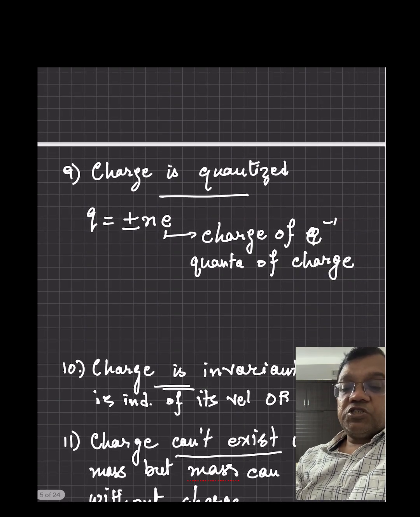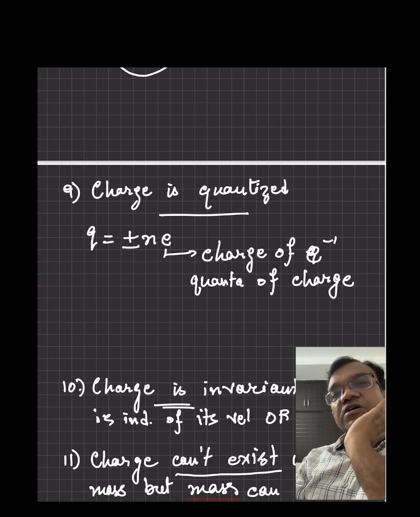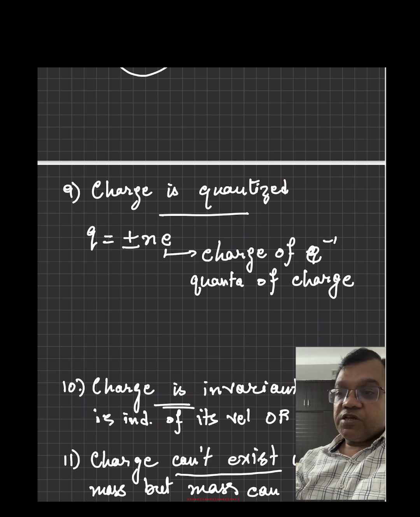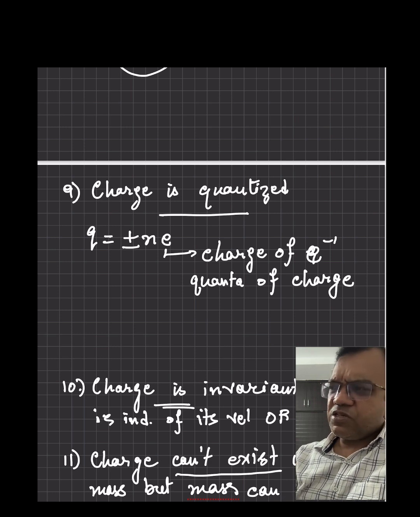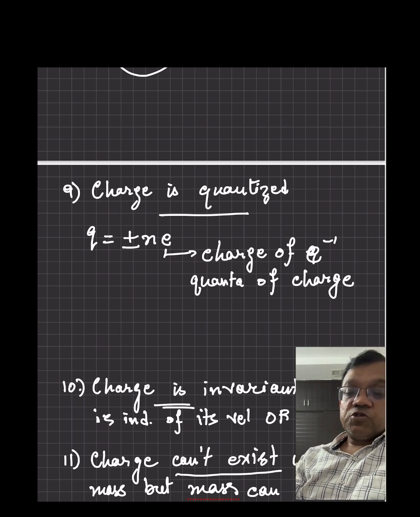Now, charge is a quantized physical quantity. Quantized physical quantity means that the physical quantity will always be a multiple of some basic unit. Like if I say the number of students in the class, then it will be some integral multiple of something. In the same way, charge is a quantized physical quantity.